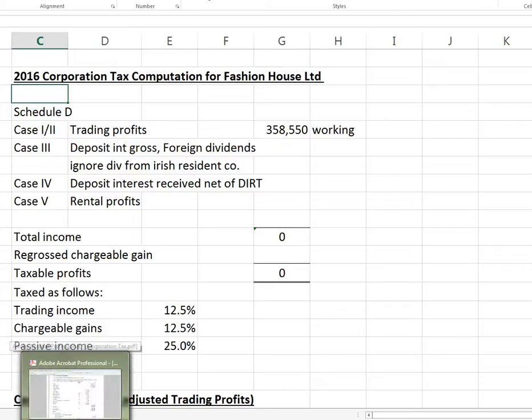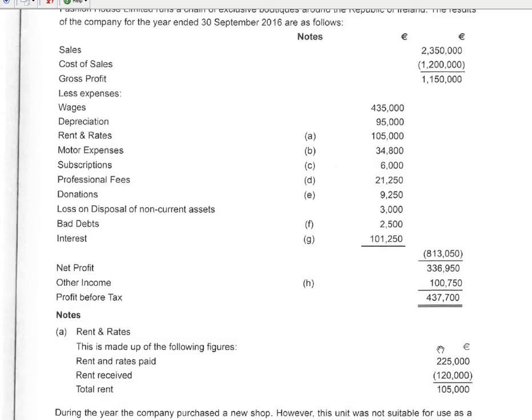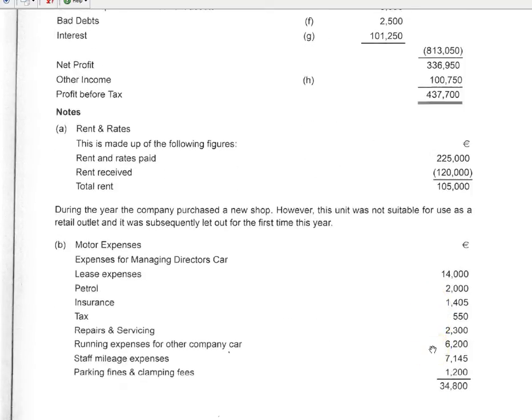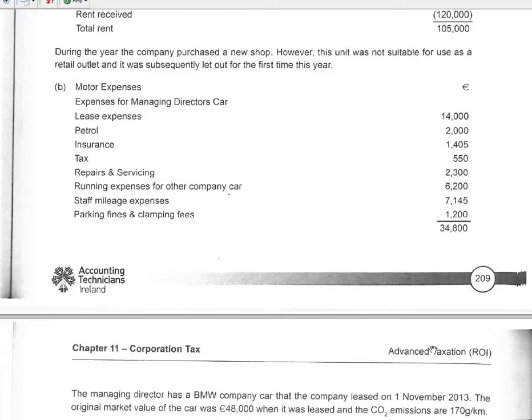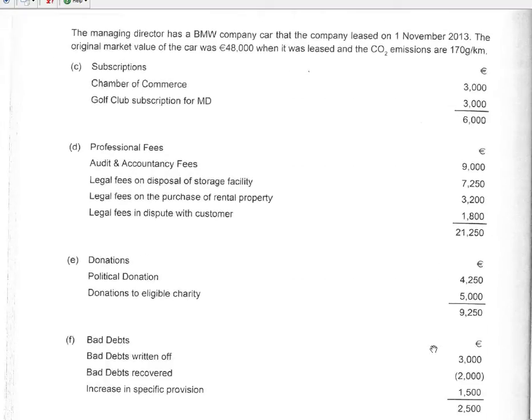Hi, this is the second video in a series of two that looks at an example question on corporation tax. Here is the example, Fashion House, which gave us the profit before tax, and in the last video we looked at adjusting their accounting profit for the items which weren't allowable for corporation tax. And we went through the question.